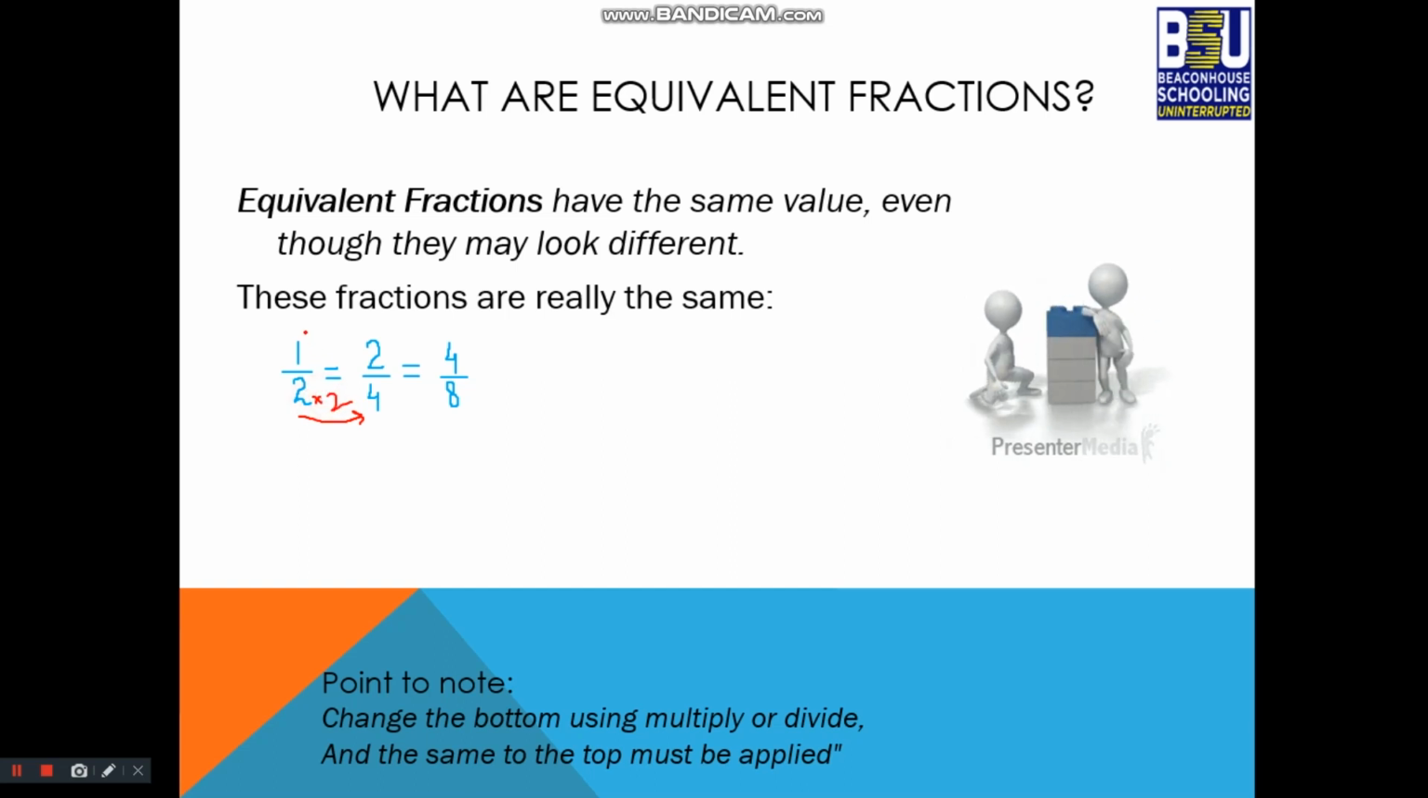So the same number you are going to multiply over here. 2 ones are 2. So 2 over 4. These are equivalent fractions. 1 over 2, the equivalent fraction is 2 by 4. And here again you multiply by 2. What did you get? 4 times 2 is 8. But the same number you are going to multiply with the numerator as well. So these are equivalent fractions.